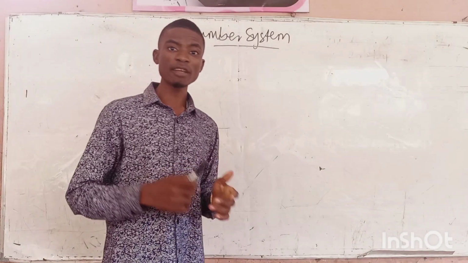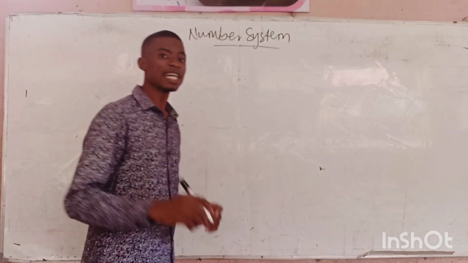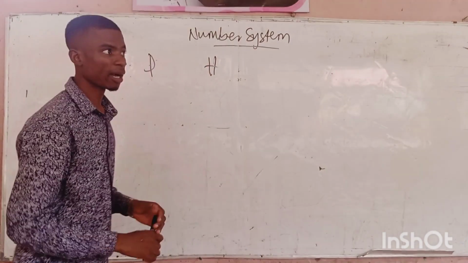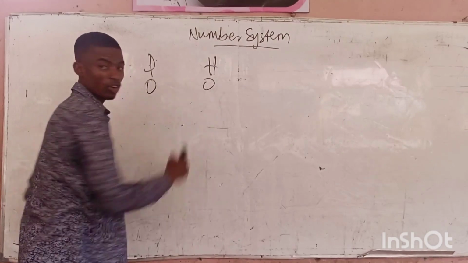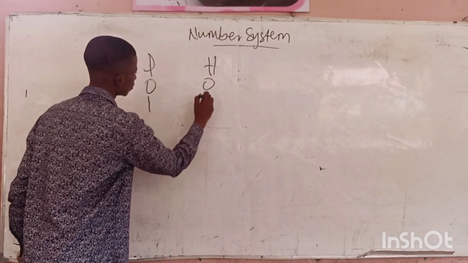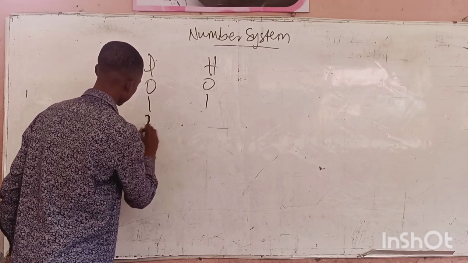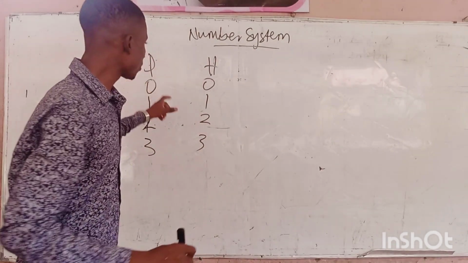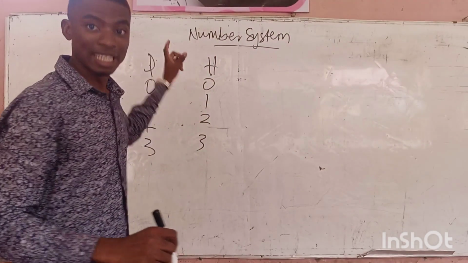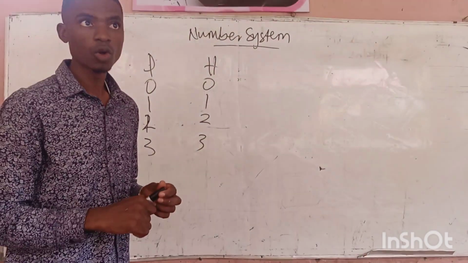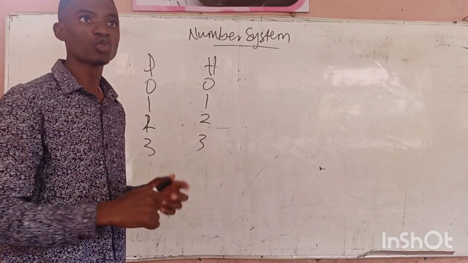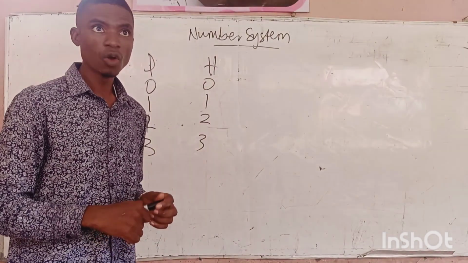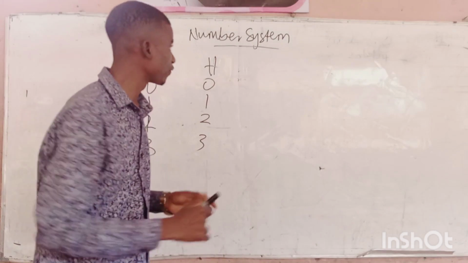And what I mean by corresponding values is that, assuming this is decimal and this is hexadecimal, 0 and 0 is the same thing. 1, 1, 2, 2, 3, 3. So from 0 to 9, hexadecimal and decimal have the same value. While from 10 to 15, that is where decimal and hexadecimal numbers change.